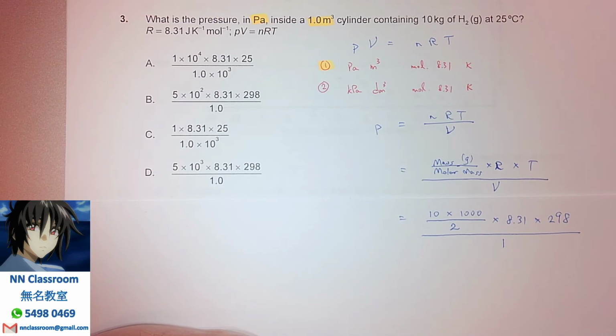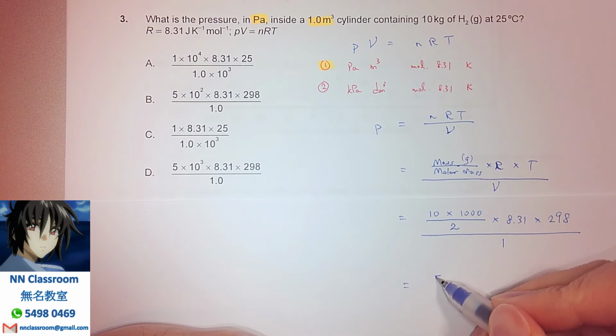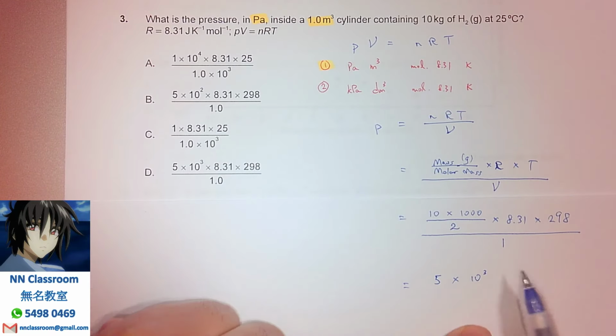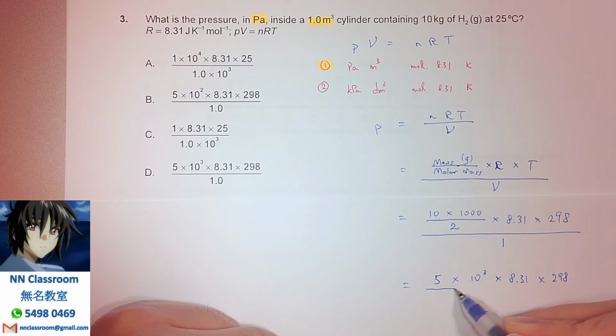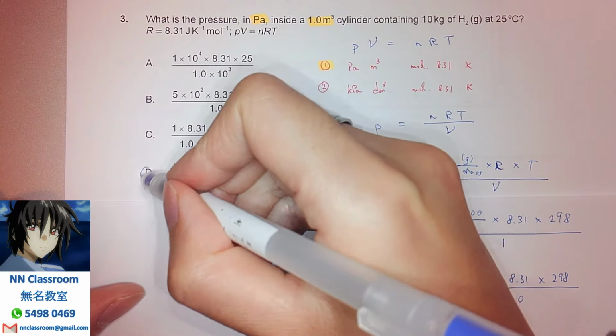So let's simplify a little bit of it, then you will get 10 over 2 first, that will be 5. And 5 times 1,000 in our given expression, this is going to be 10 to the power 3, and then times 8.31 times 298, finally divided by 1, don't miss it, or 1.0. So obviously our answer that matches will be D.